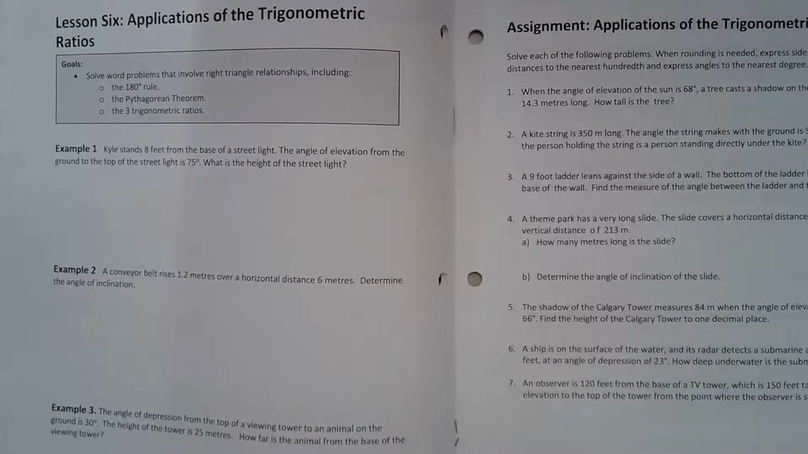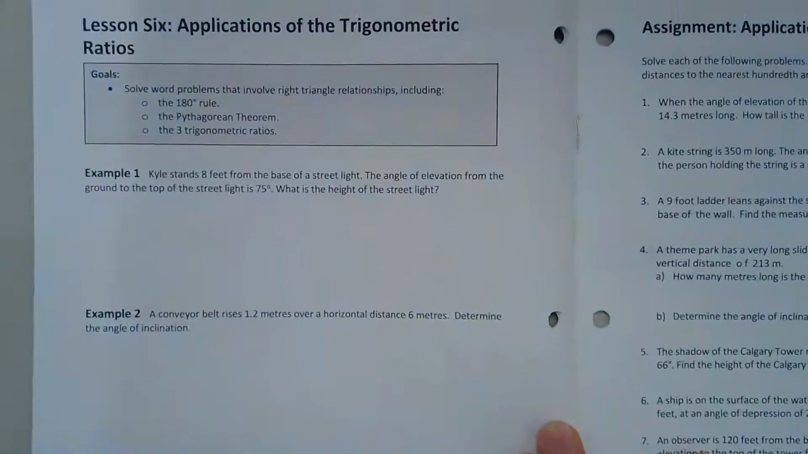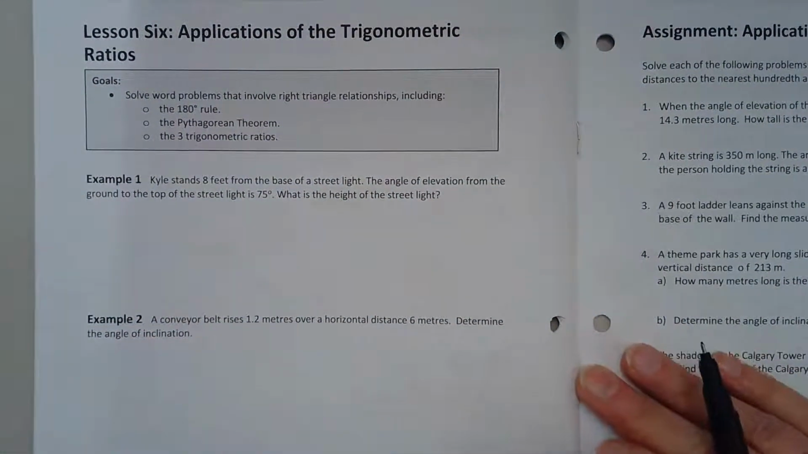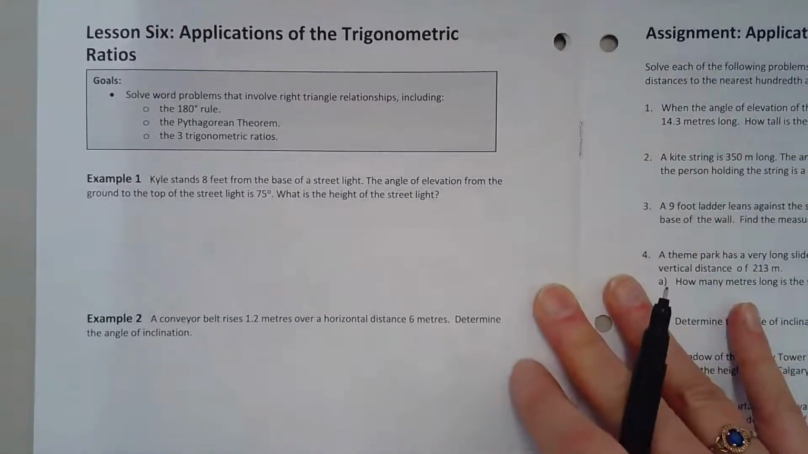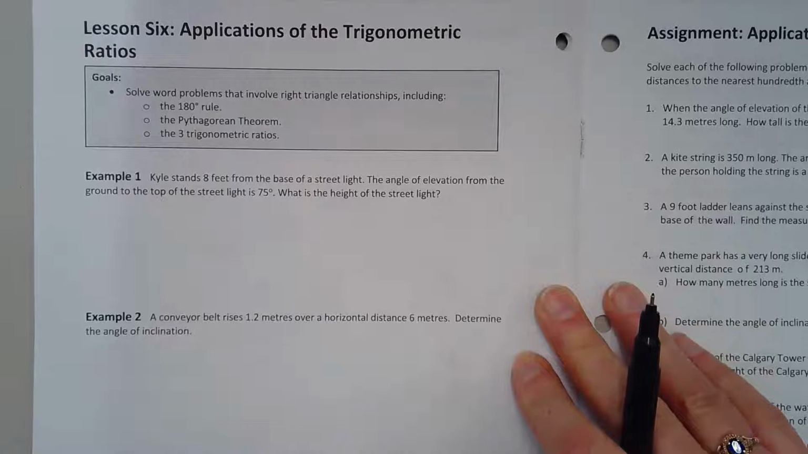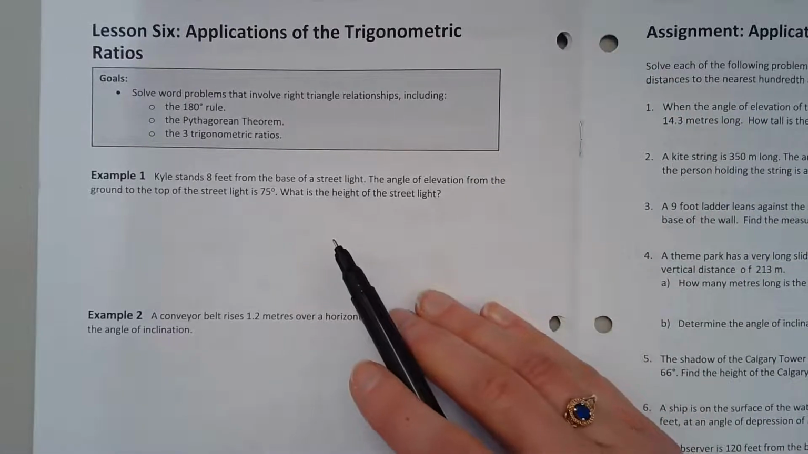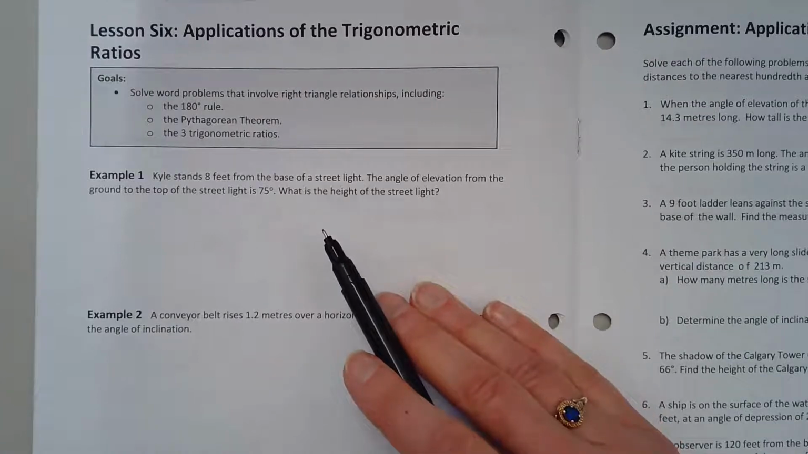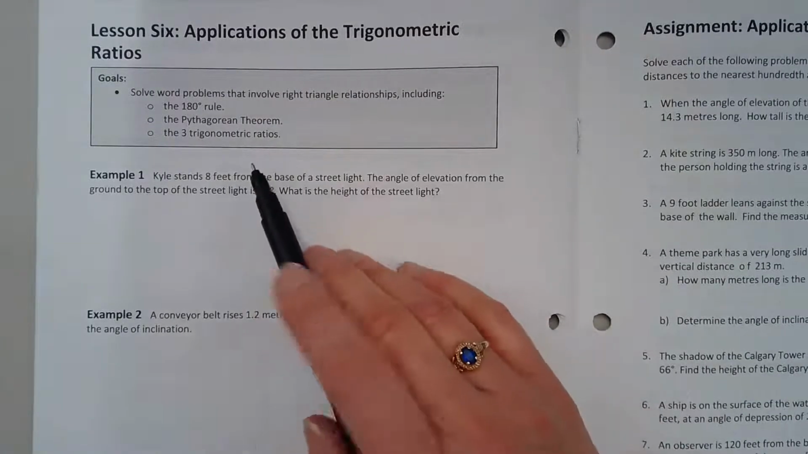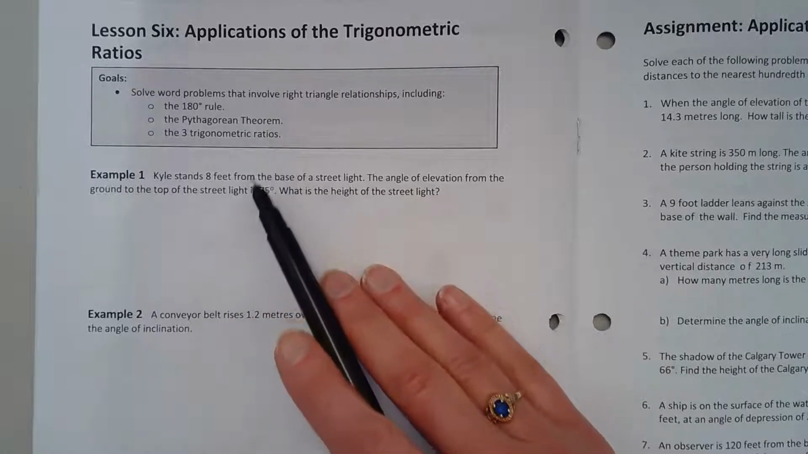What you've done in the last couple of days is worked on solving for a missing side, a missing angle, and then solving for triangles, right? Solving for a lot more info. So you have to be able to use your trig knowledge and the trig ratios if the problem's embedded in a paragraph or a story. So we're going to be using the 180 rule, Pythagoras, and the 3 trig ratios.